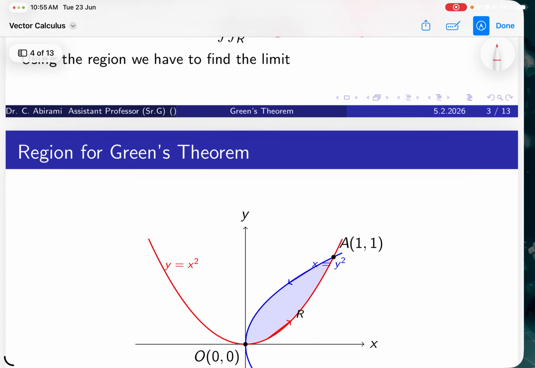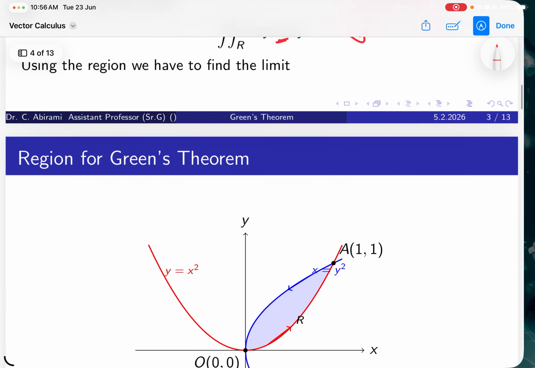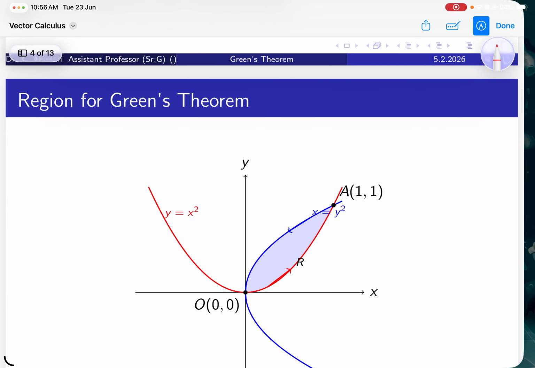This is in red color, and the other color will represent the other parabola. X squared equals y is the upward direction, and this is the downward direction. Using this, I am going to find the limits for x and y. The innermost integration is with respect to x, so we treat y as constant. Y equals constant means a line parallel to the x-axis, so I am going to draw a horizontal strip. Throughout the region, the ends of the strip should be the same. So how do we find the limits? From left to right.